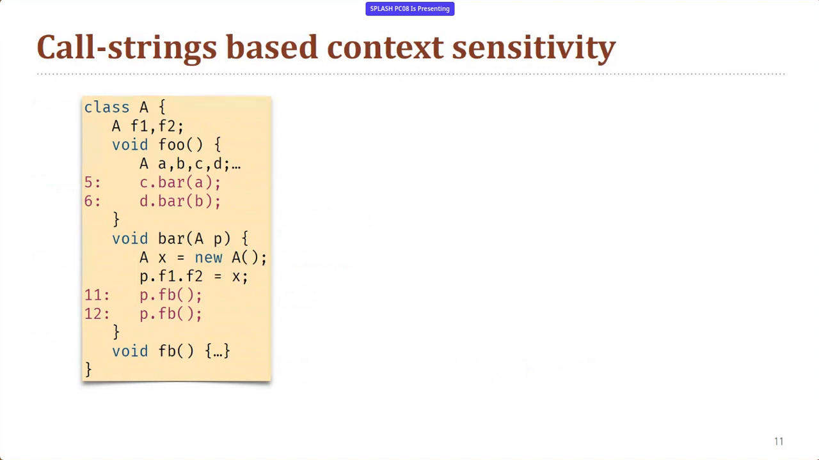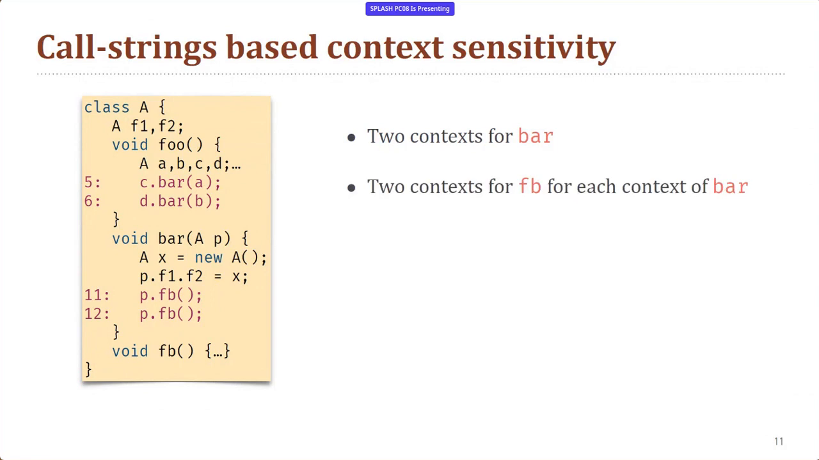All right. So if I am using standard call strings based context sensitivity to analyze this program, I would create two contexts for bar at line numbers 5 and 6 respectively. And for each context of bar, I would create two contexts for FB. When I start analyzing bar at line 5, I would create two contexts for FB at lines 11 and 12, and the same when I start analyzing bar at line 6. So there are two contexts for bar, four contexts for FB over here.